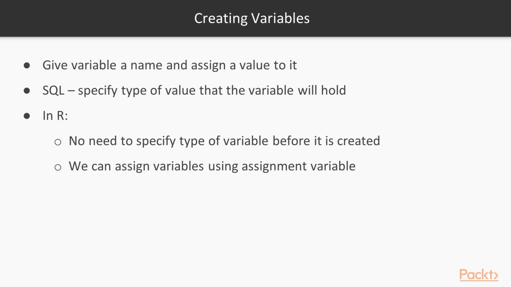It is very simple to create variables in R, and to save values in them. To create a variable, you simply need to give the variable a name and assign a value to it. In many other languages, such as SQL, it's necessary to specify the type of value that the variable will hold. Unlike other programming languages, such as SQL, R does not require that you specify the type of the variable before it's created. Instead, R works out the type for itself by looking at the data that is assigned to the variable. In R, we assign variables using an assignment operator, which is a less than sign followed by a hyphen.